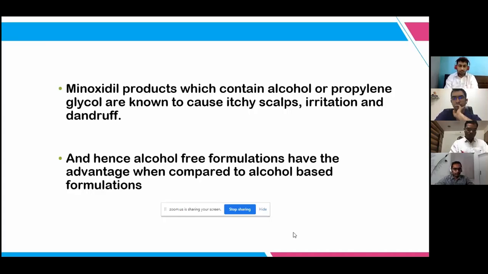Initially, most of the preparations were alcohol-based only, even including foam. Now we are not getting foams these days. Mainly we are seeing alcohol-free preparations, which are supposed to be skin friendly.